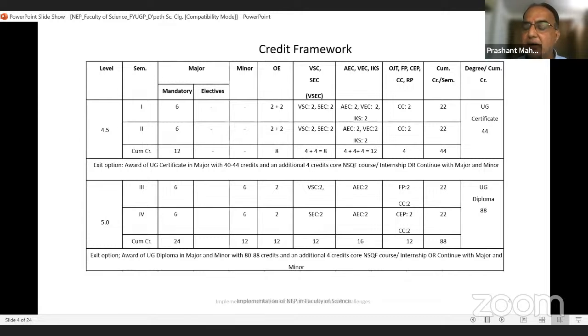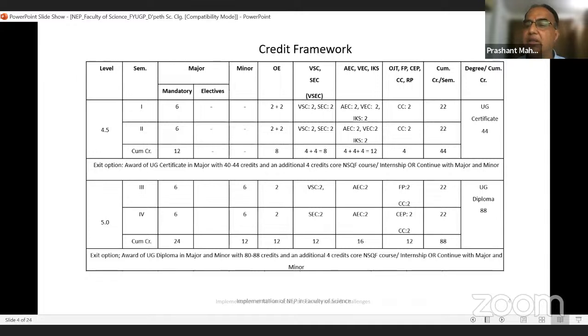The credit structure which has been given by the Government of Maharashtra under its GR dated 20th April 2023, the Faculty of Science has prepared its structure more or less sticking to the structure given by the Government of Maharashtra. There is a very little deviation, may not be even 1%. Only some few credits, probably 2 credits here and there. So minimum credits are to be 20, maximum credits are to be 22.